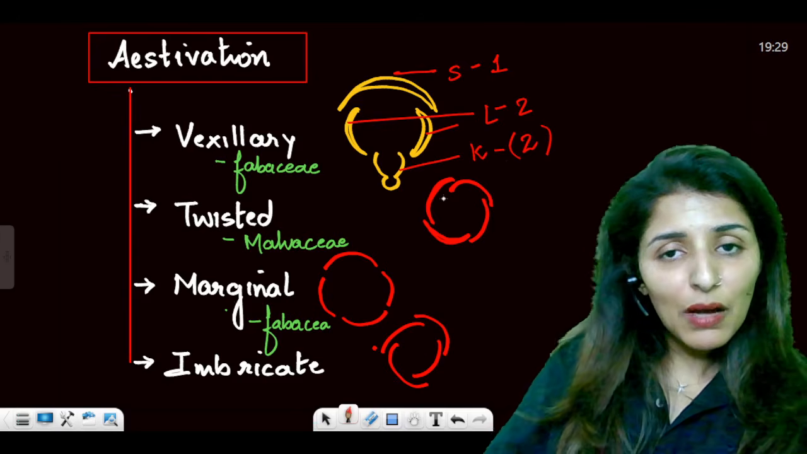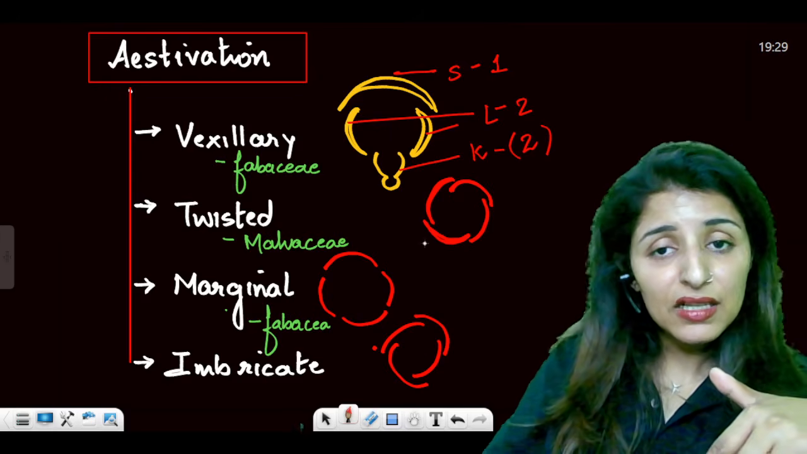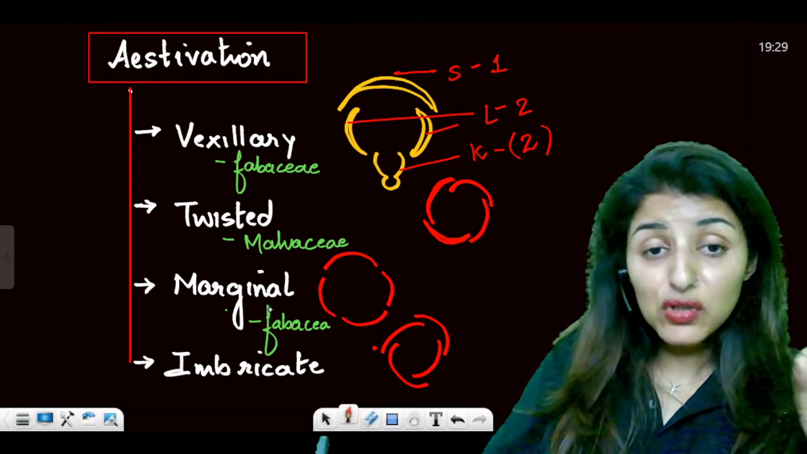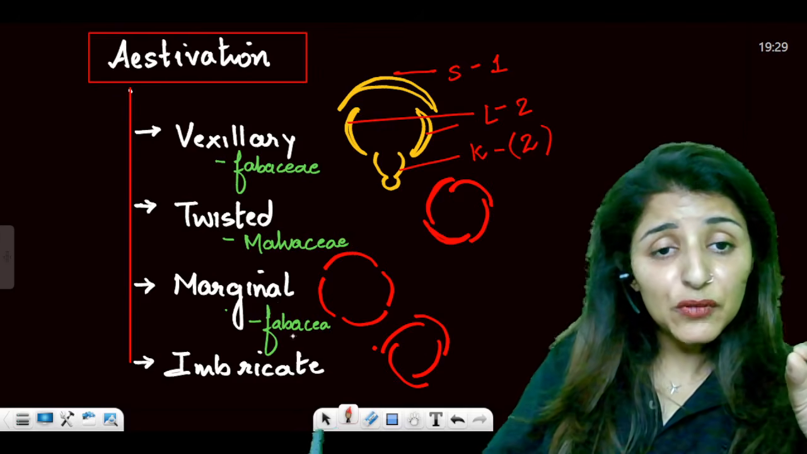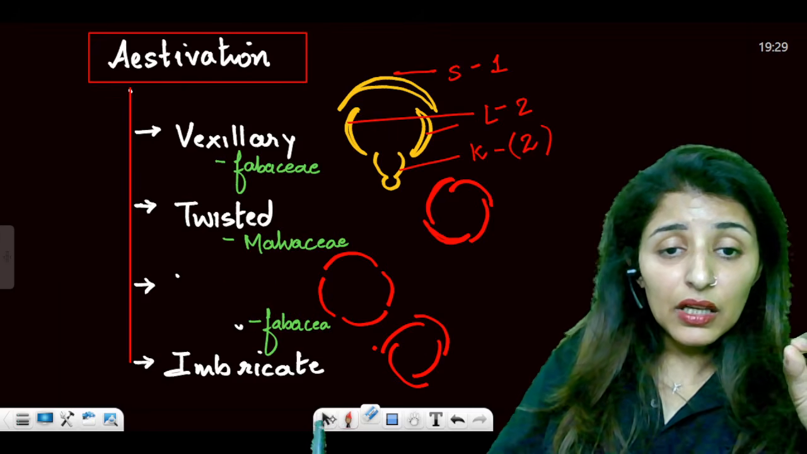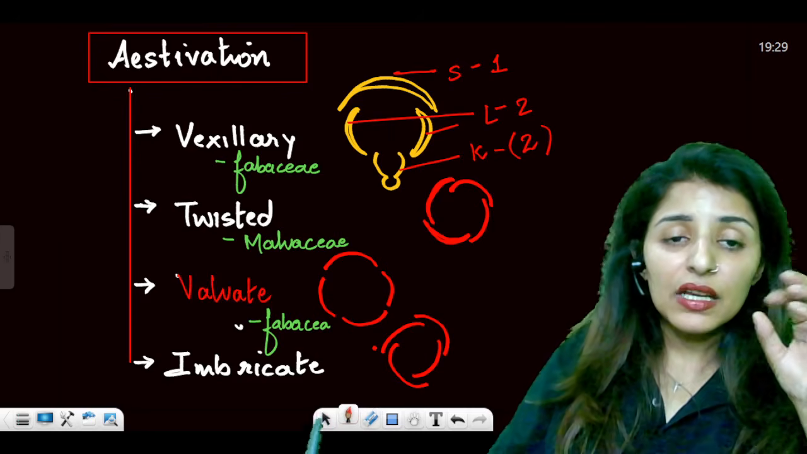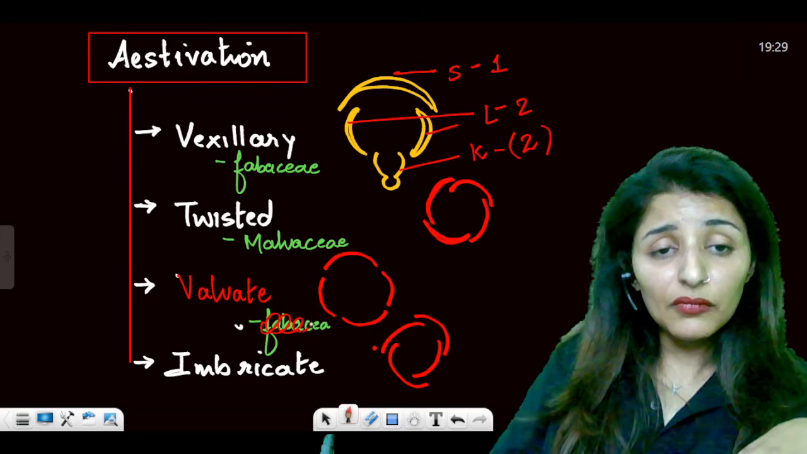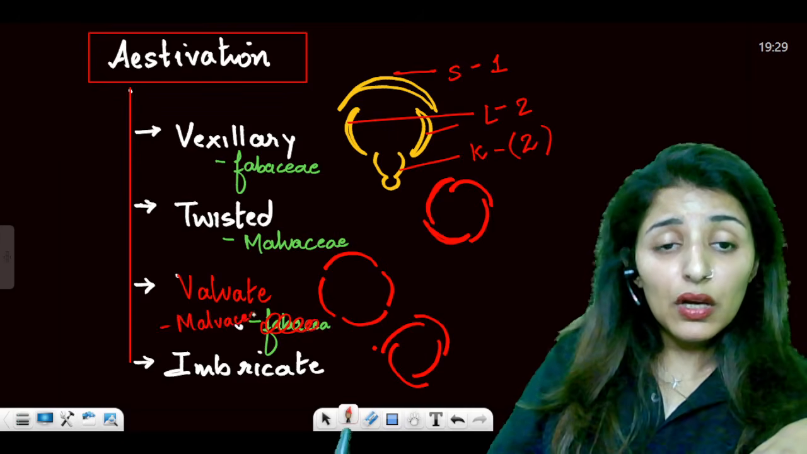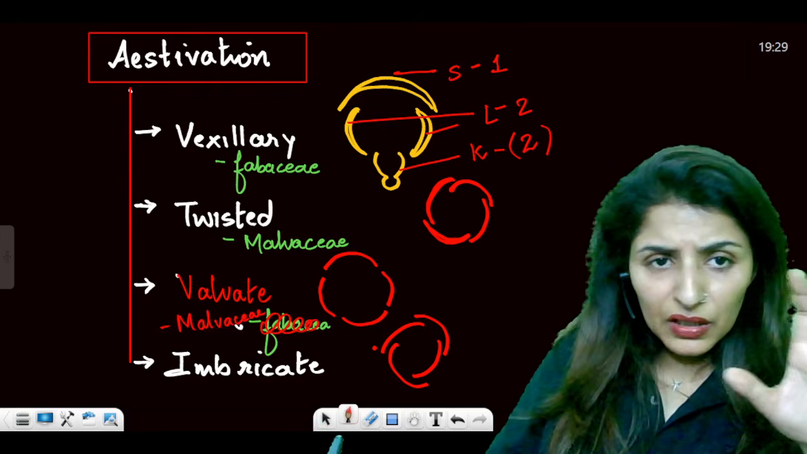Twisted: there is one margin inside while the other margin is on the outer side, and this follows the pattern characteristic of Malvaceae. While marginal, sorry, not marginal. We have valvate. Sorry, this is the valvate condition. Now, valvate estivation is present in your Malvaceae family also. So in Malvaceae, you will see both twisted as well as valvate. Now it's not typical of that.